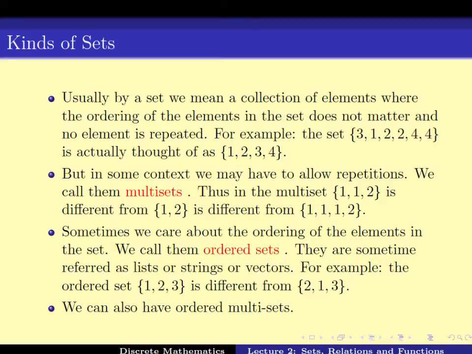Now we can also have sets which are ordered multisets, meaning sets where both repetitions as well as ordering matter. We will be using this terminology again and again in this course. So it is very important to get used to this particular terminology.